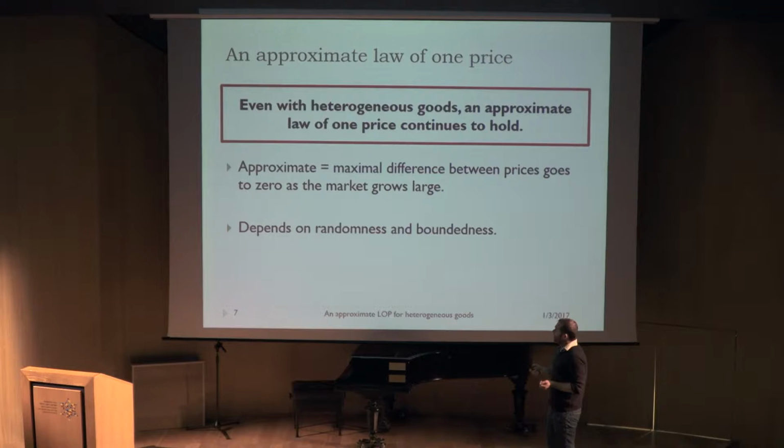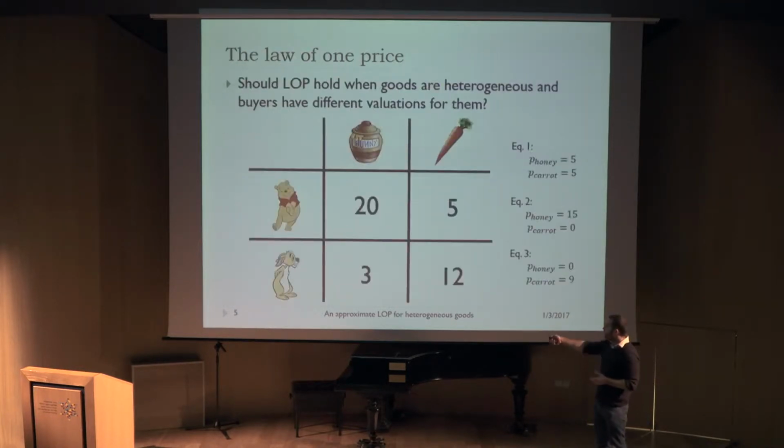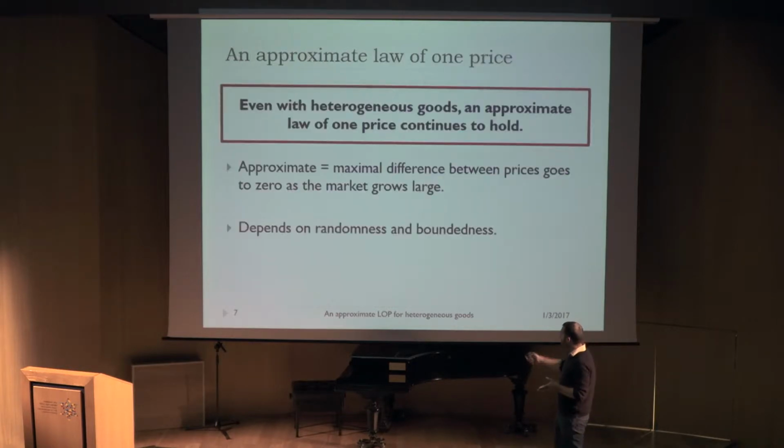Now what I'm going to show you today is that when we look at heterogeneous goods, but in a large market, we sort of get an approximate law of one price. The difference between the prices becomes small as the markets become large, and this result should depend on something, because I can just take the Winnie the Pooh and the Rabbit example and multiply it by a lot, and then I will get again price differences. It really depends on the randomness of the market and on the boundedness of valuation. About the boundedness, I'm going to expand a bit later.